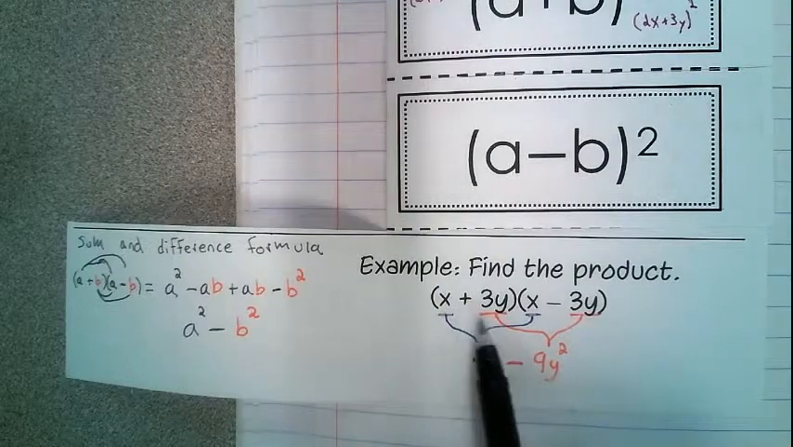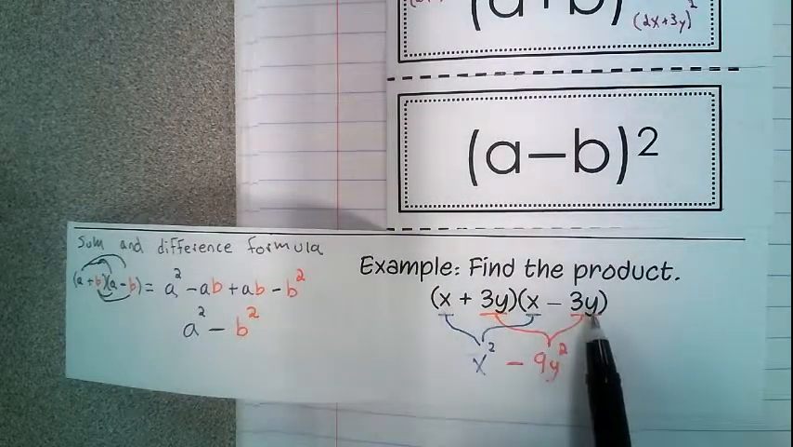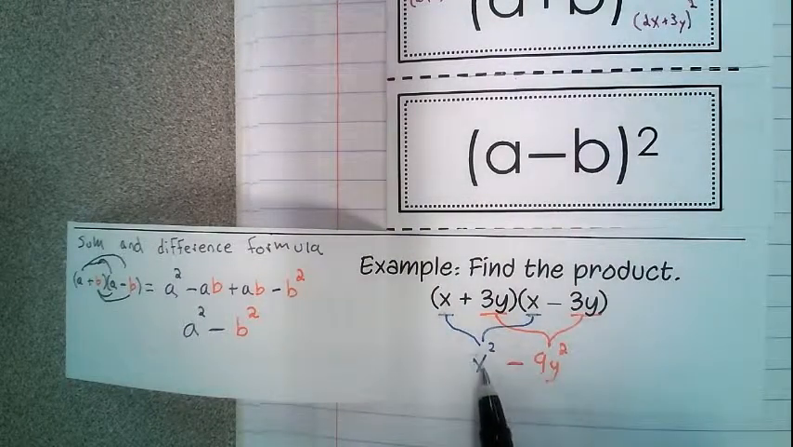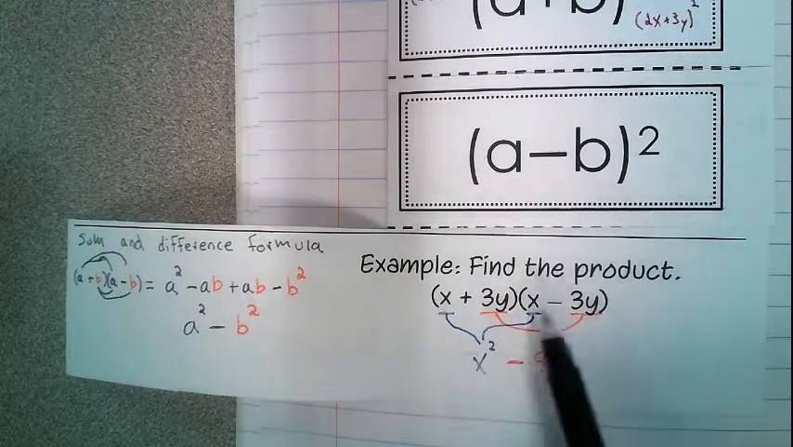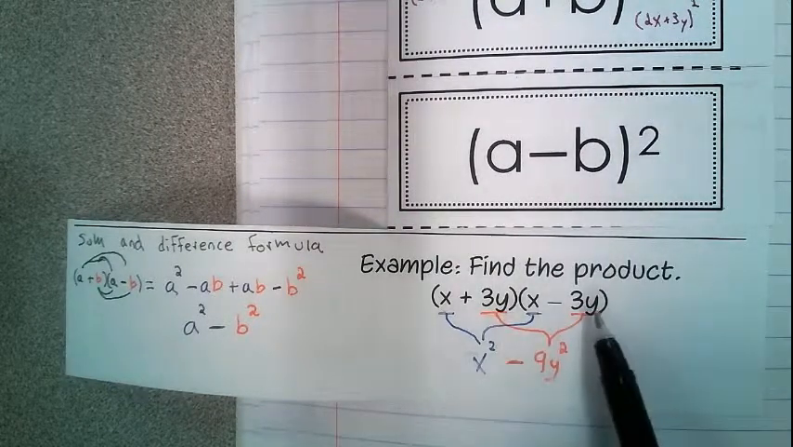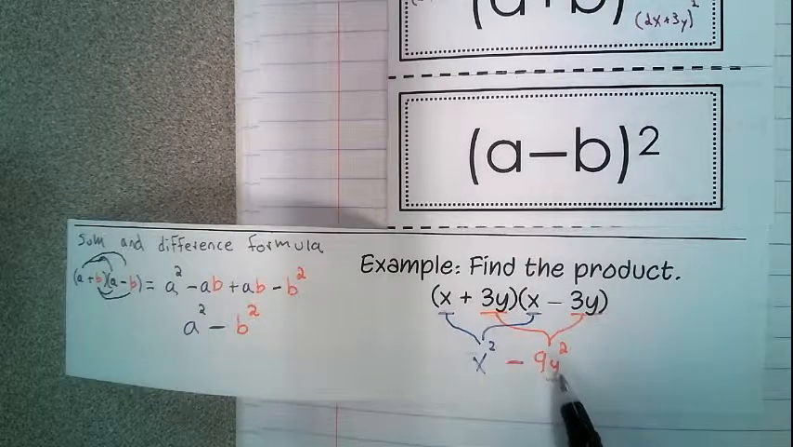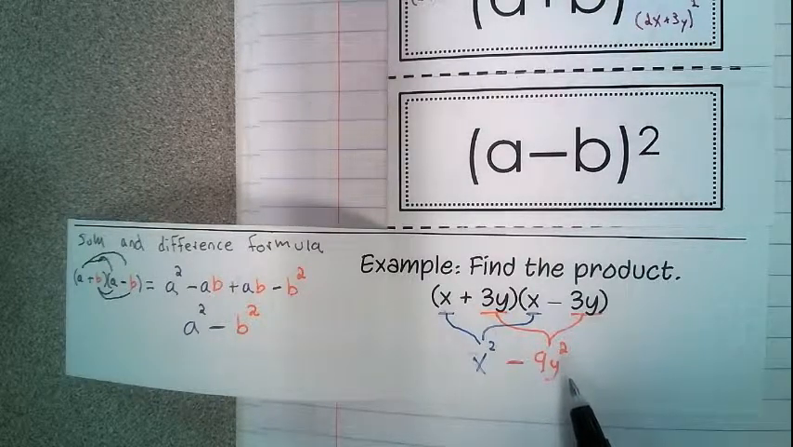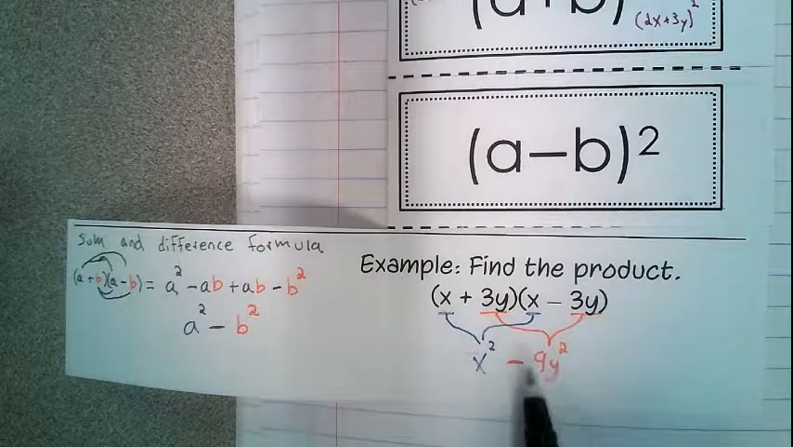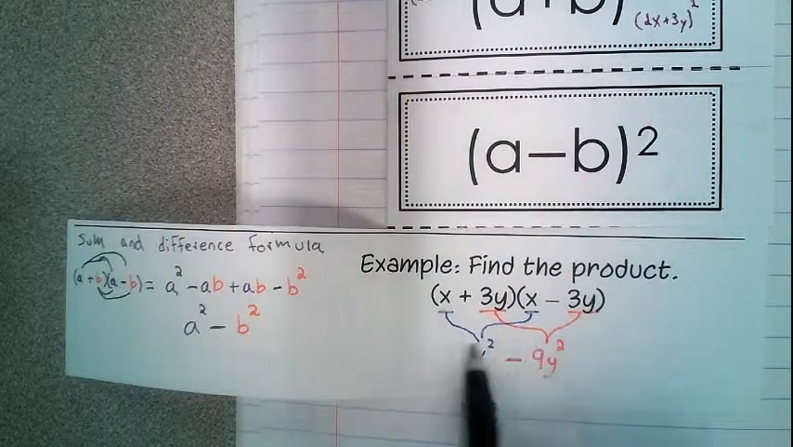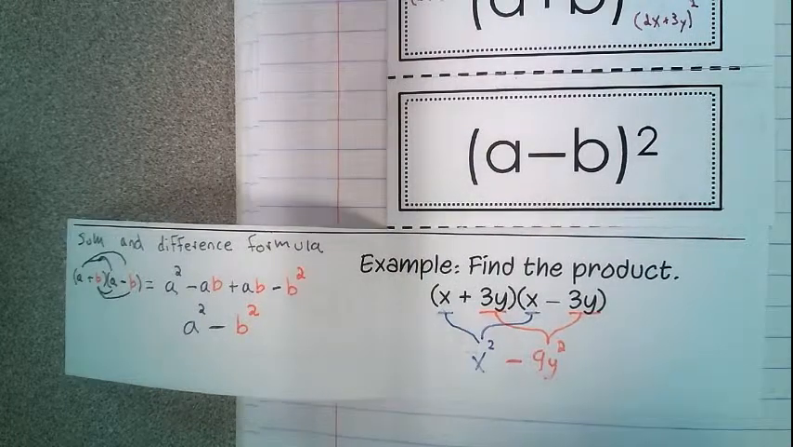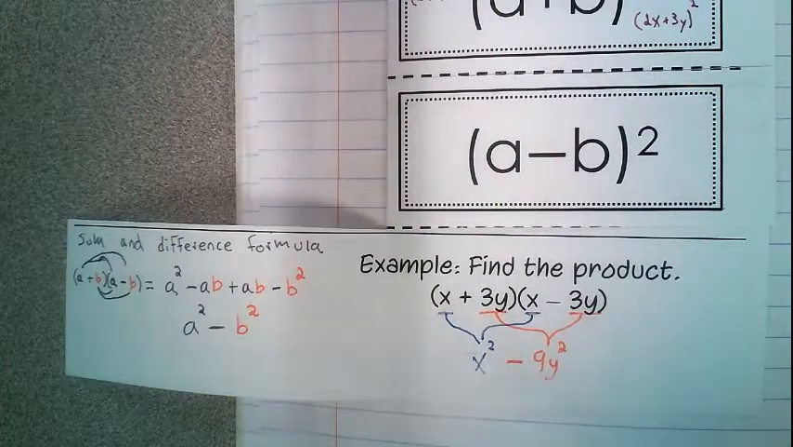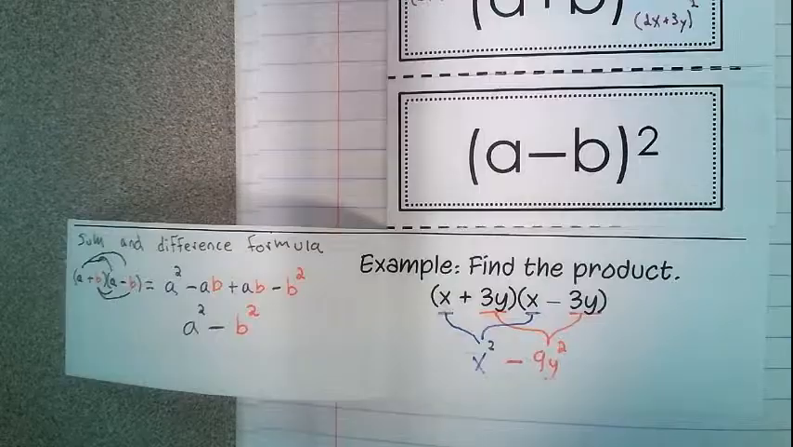If you had x plus 3y times x minus 3y, then the first term here would be x times x, which is x squared. The second one would be 3y times 3y, which is negative 9y squared. So again, if we can recognize patterns when we're factoring, we can go from here to here without having to use an X puzzle. So that's what this new entry is going to be all about.